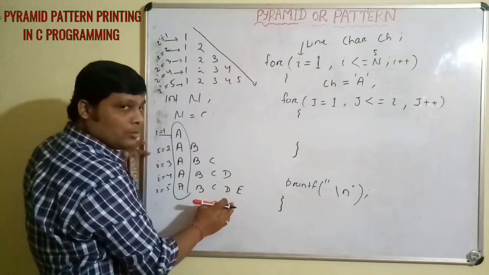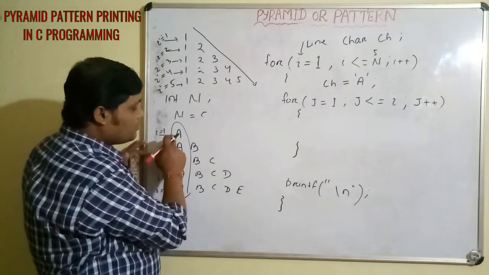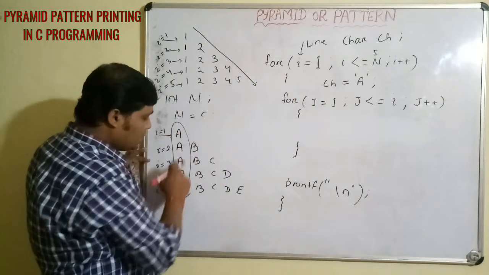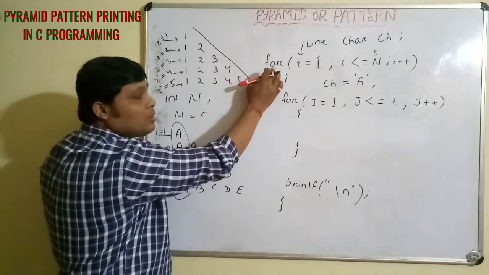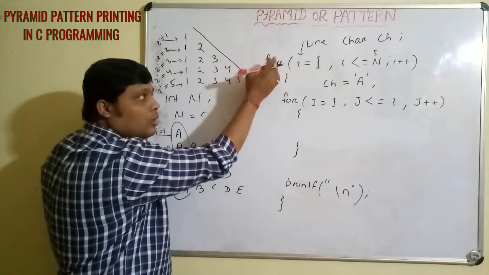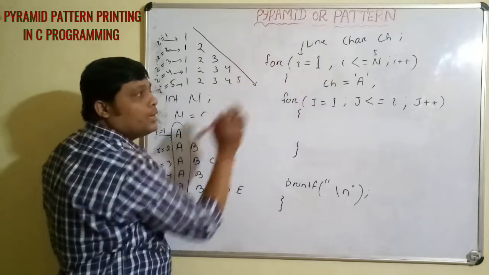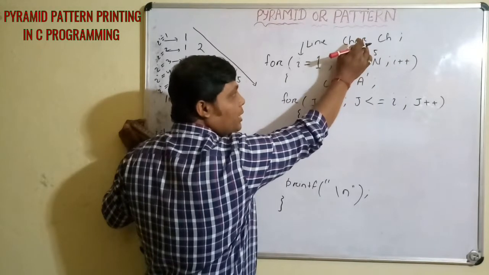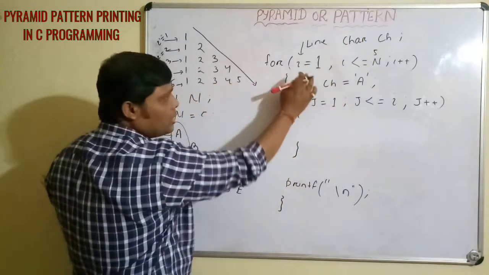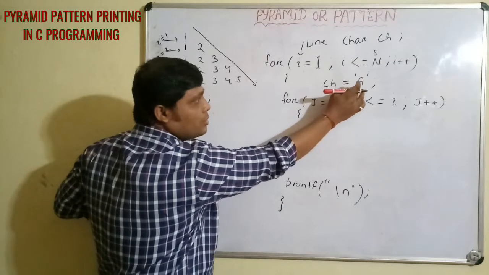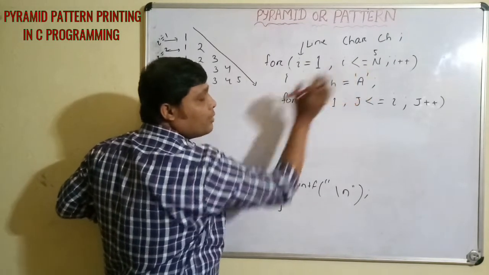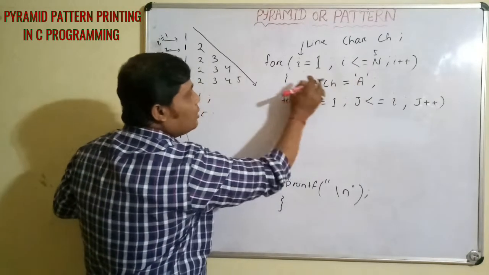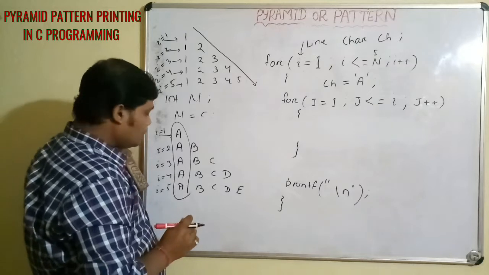But here, for this pattern, what happens? CH value always starts from A for each I. So CH equal to A, you will write inside the I loop, not above the I loop. Above the I loop, you will declare the character variable in the declaration part. Clear? But you will assign this A character constant. As I have taken a character constant, I have given single quotes. Clear? So I have written CH equal to A inside the I loop.